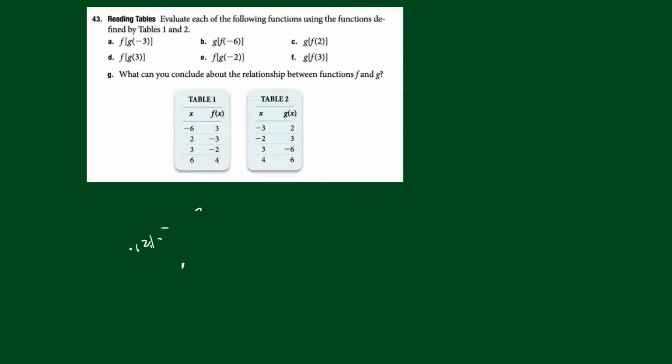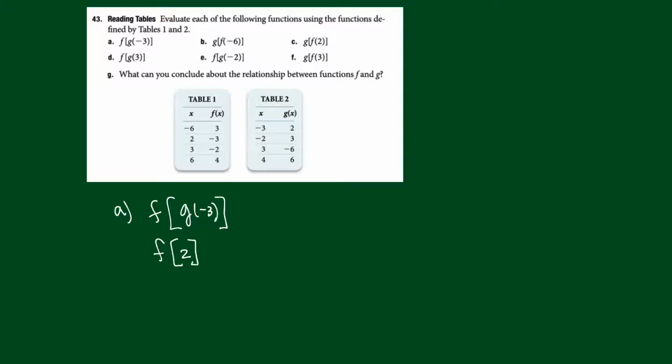So let's get rid of this and see what we can do here. Let's have a look at part A here. What we want to compute is f of g of negative 3. All right, so what did we get here? We're going to start with negative 3, and we're going to put it into the g function. Now, where's the g function? Table 1 is the f function. Table 2 is the g function. So we're going to read it from the table. So look for negative 3, right? Negative 3 is right here. Negative 3 processes to a 2. So what we're going to have here is f of 2.